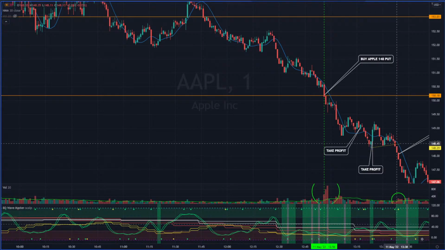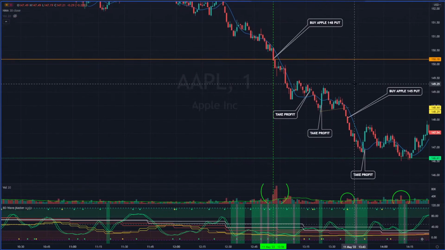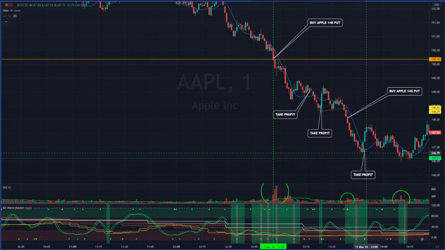We saw a little bit of support, and then what happened? We broke down, and then we had more volume. So we had more volume here, so we rolled into the 145s. And we saw a big move down, so we got the 145 at $1.30, so 130. Then we were able to take profit down here at 180.